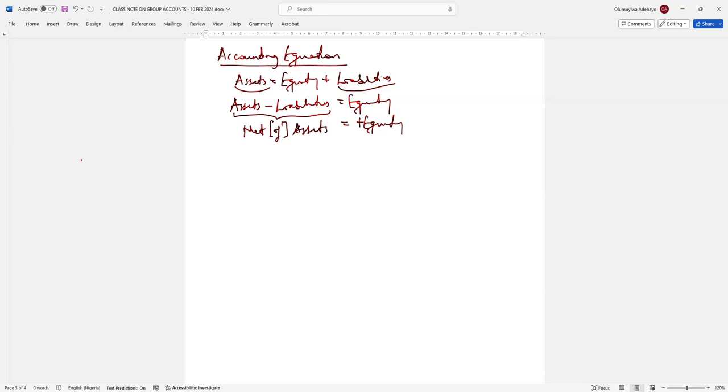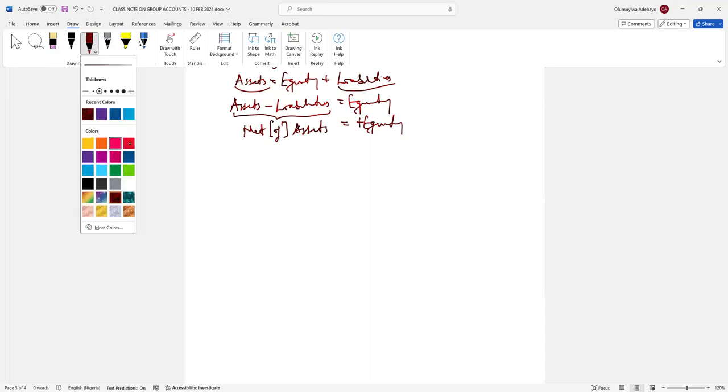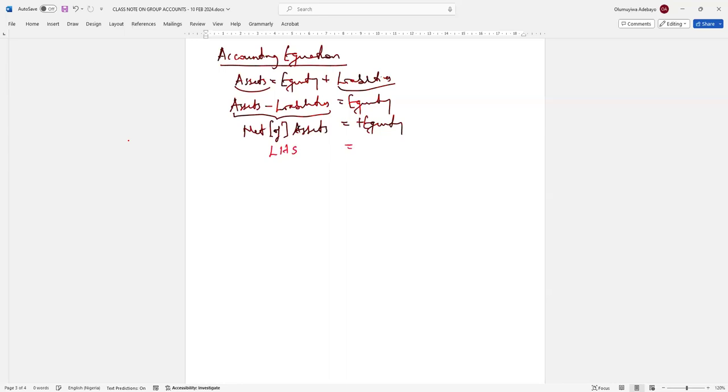Okay, now there are two sides to every equation. There are two sides to every word equation. This is my left-hand side, which must always equal my right-hand side for any equation to balance. Now, when you look at my left-hand side, what have I done with my left-hand side of the subsidiary and the parent? What I've done with my left-hand side, which is made up of assets and liabilities, is that I've consolidated them.